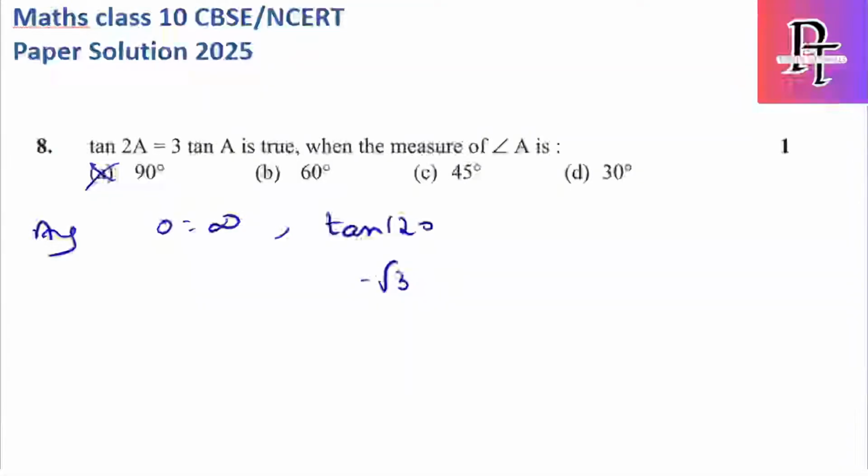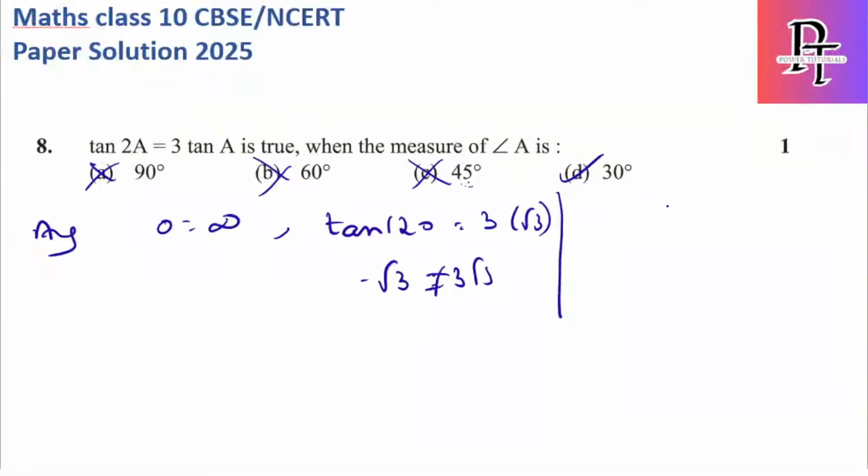And this is negative here, so minus root 3. What about 3 tan A? 3 into tan 60 is root 3. So minus root 3 is not equal to 3 root 3. So this is wrong. Tan 45 into 2, tan 90. Tan 90 is infinite. Infinite cannot be equal to 3. So this is also wrong. Only option is D, 30.